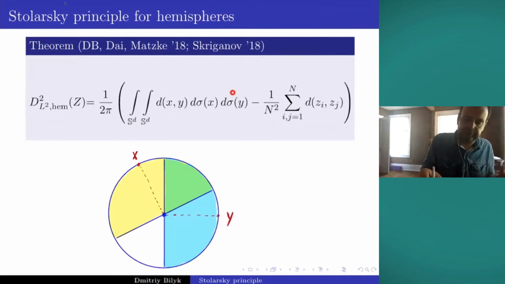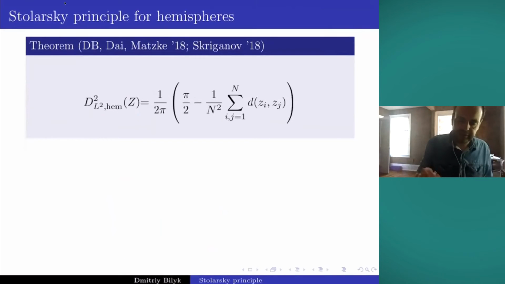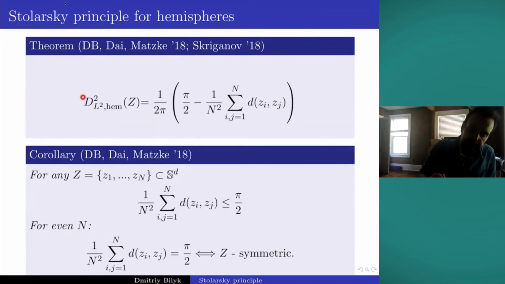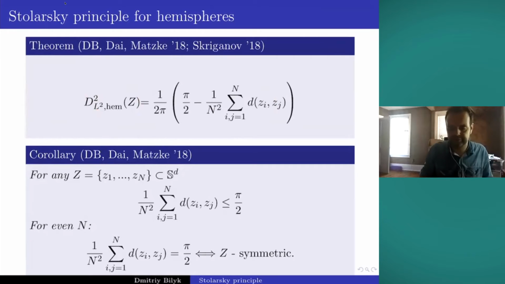That's the average angle between 2 points. The average angle is pi over 2. Okay. So this tells you right away that this discrete sum is bounded by pi over 2. Also, it tells you that if it's equal to pi over 2, this hemisphere discrepancy should be 0. And it's quite easy to figure out when it is 0. It's 0 precisely when the point set is symmetric.